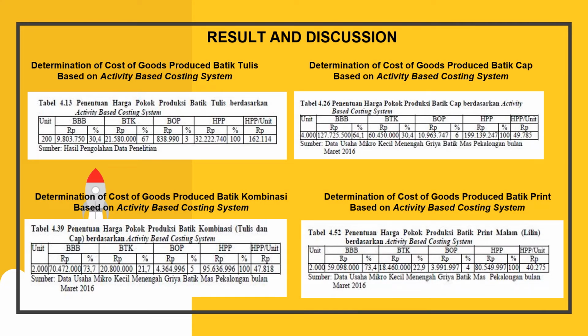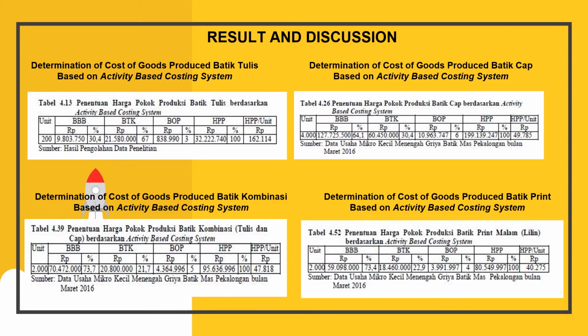Result and discussion. We can look at table 4.13 about the determination of cost of goods produced for the tulis based on the activity-based costing system. The result is around 162,114 rupiah per unit.